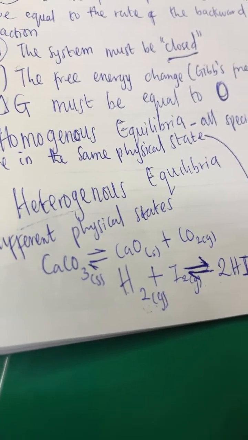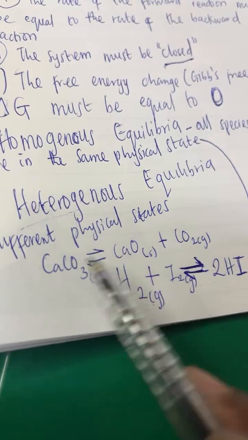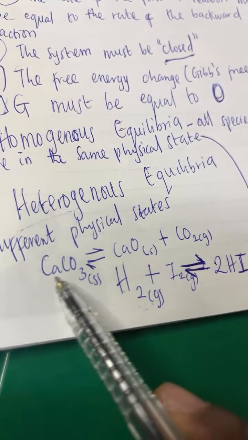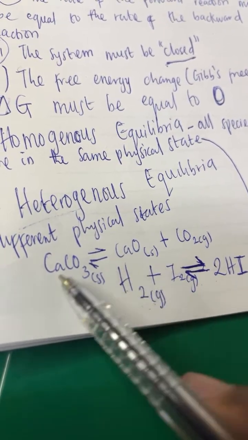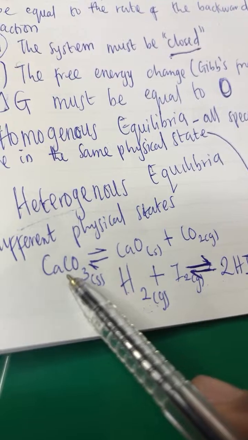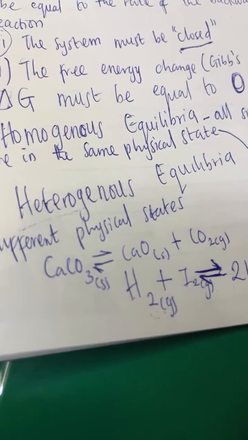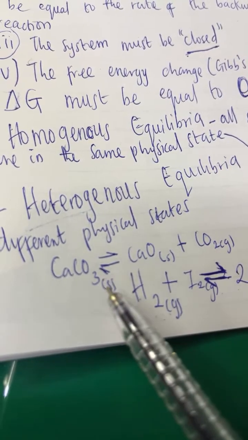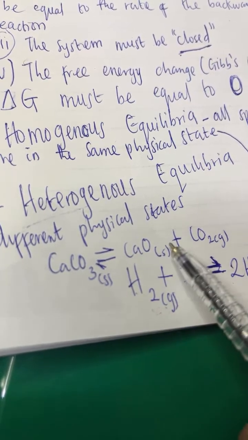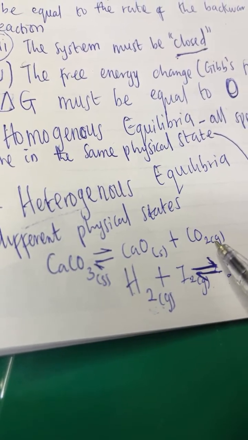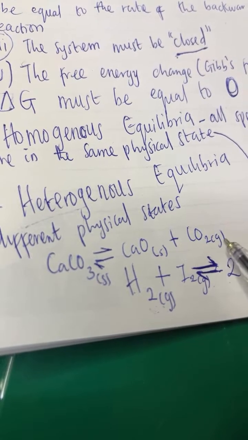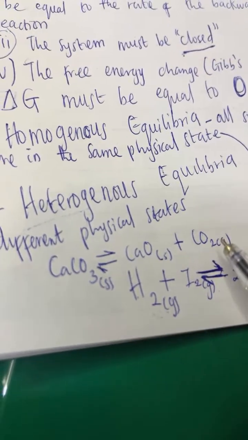So this is a form of heterogeneous equilibrium, because the species, compounds and molecules that are reacting are not in the same state, right? Calcium carbonate, which is our normal limestone, CaCO3, is in solid form. Our CaO, which is our calcium oxide, is also in solid form. So this one and this one are in the same form. But you can see the CO2, our carbon dioxide, is in gaseous form. So they are in different physical states, right?